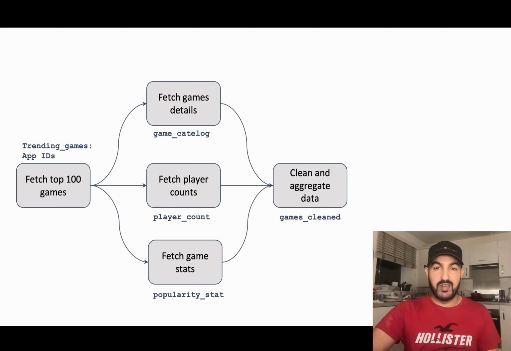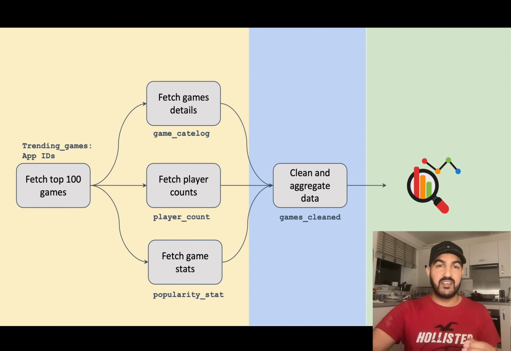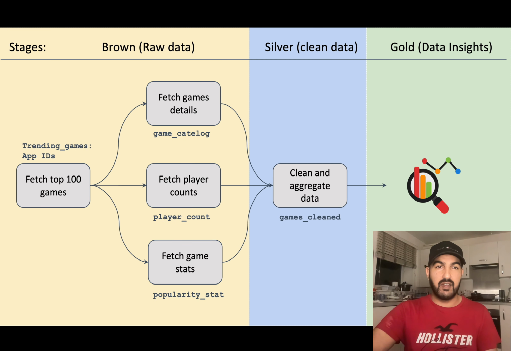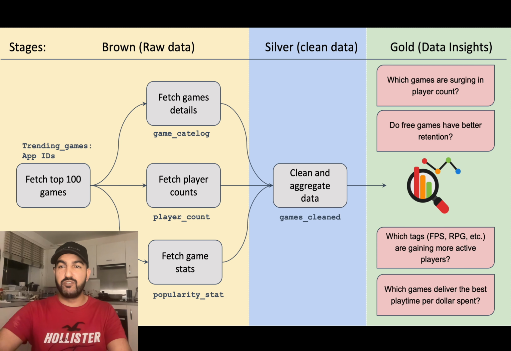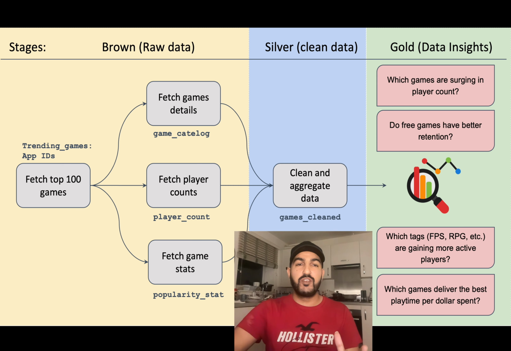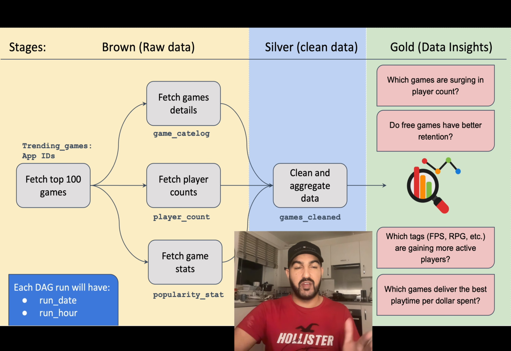Talking about the stages here, you can see the yellow will be our raw data, which is called the bronze stage, and the silver one will be our clean data. And then finally, the gold one will be where we are going to do our data insights. That's where we are going to build the dashboards using Streamlit. And this is going to be an hourly data pipeline. That means that every execution will have a run date and run hour. More on that will be on the next slide.